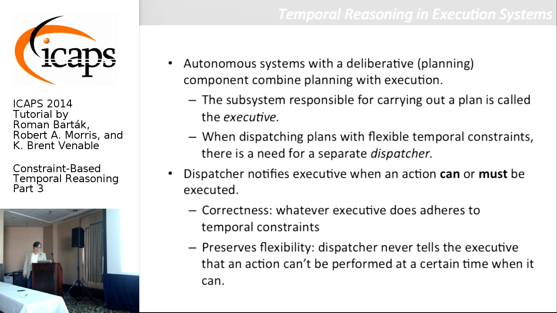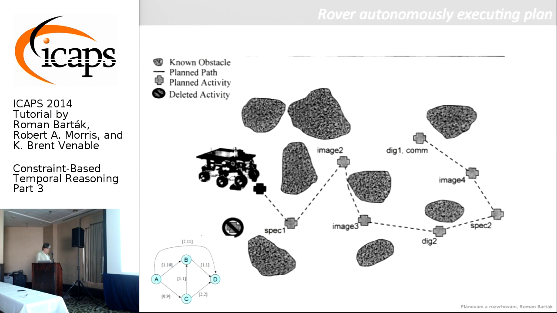So just to get your intuitions going, let's suppose that this temporal plan has been uploaded to the rover, and the rover is executing the plan, and the plan involves this sort of navigation through obstacles in order to take observations of interest for science. So let's look at some of the issues that arise from this sort of scenario, the execution of flexible plans.